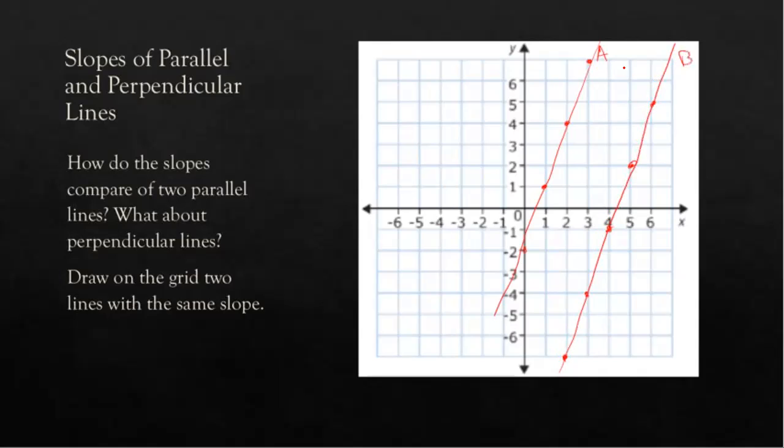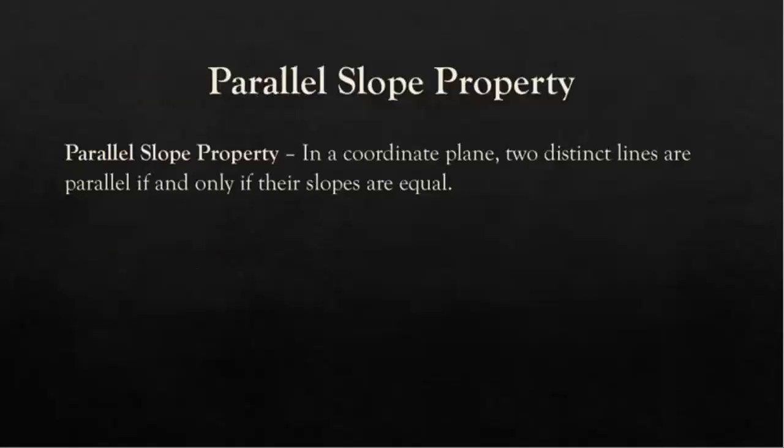So how does A compare to B? Well, they look parallel, right? So actually, that is the definition in coordinate geometry. In a coordinate plane, two distinct lines are parallel if and only if their slopes are equal. So we just drew two lines with the same slope, and they were parallel. You could try on your grid paper something different than mine and make sure that yours are parallel.